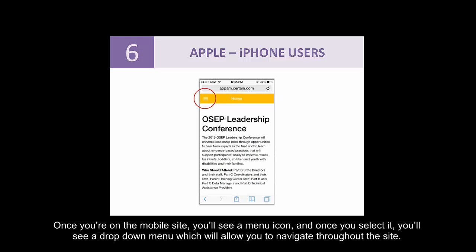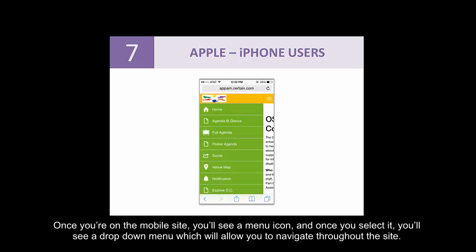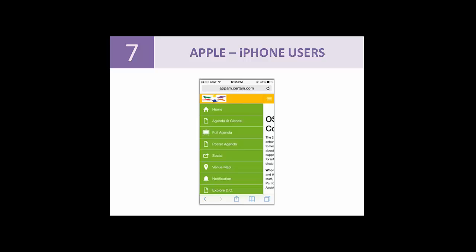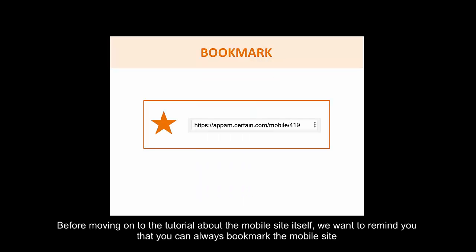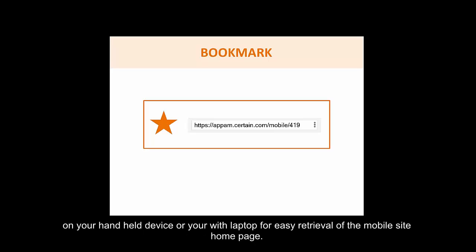Once you're on the mobile site, you'll see a menu icon, and once you select it, you'll see a drop-down menu which will allow you to navigate throughout the site. Before moving on to the tutorial about the mobile site itself, we want to remind you that you can always bookmark the mobile site on your handheld device or with your laptop for easy retrieval of the mobile site homepage.